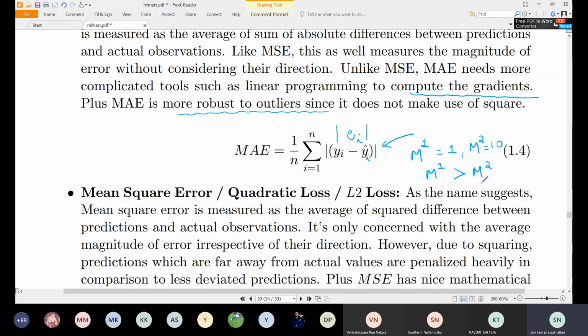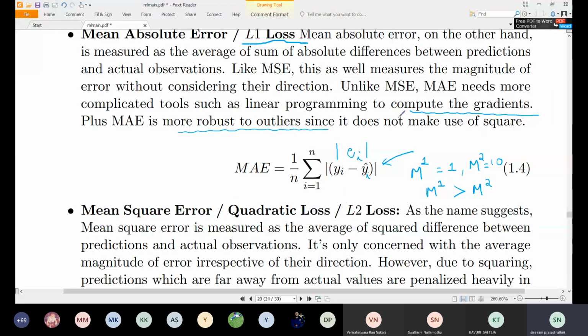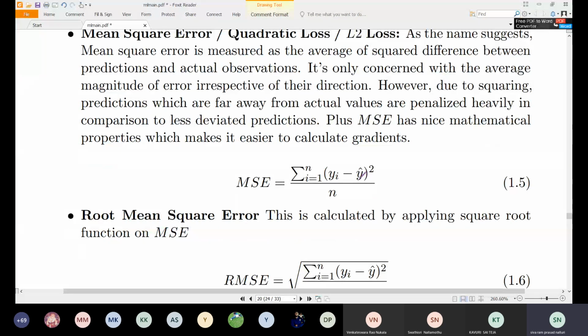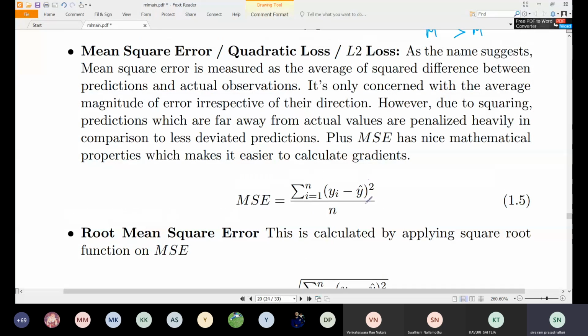But what is the problem with this cost function? Computing the derivatives is difficult. So that is the reason why we don't go for mean absolute error cost functions. This is more familiar to you. What is another way to nullify the effect of sign?